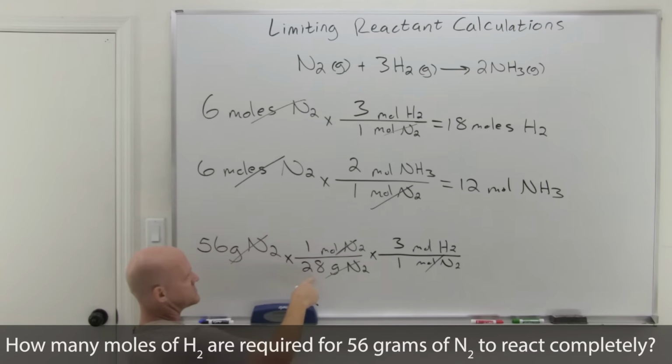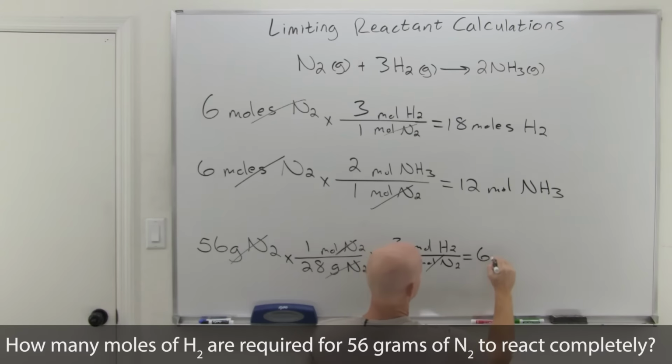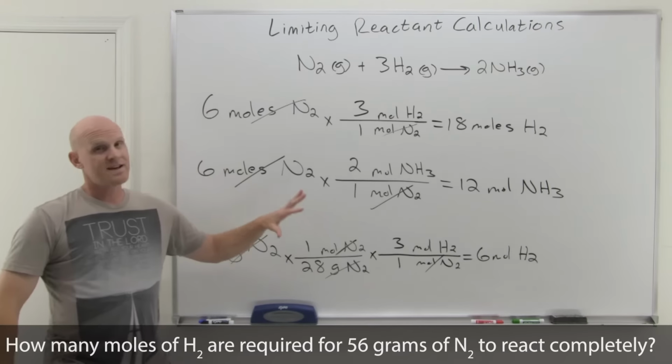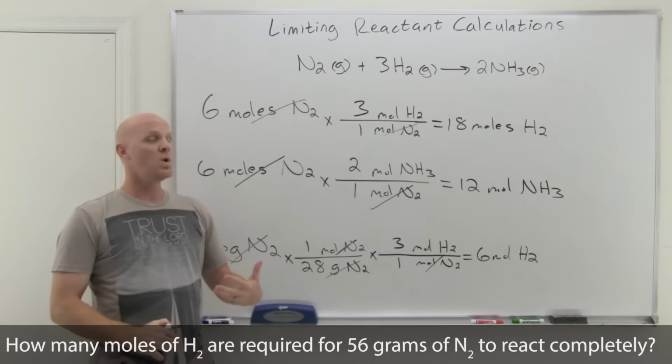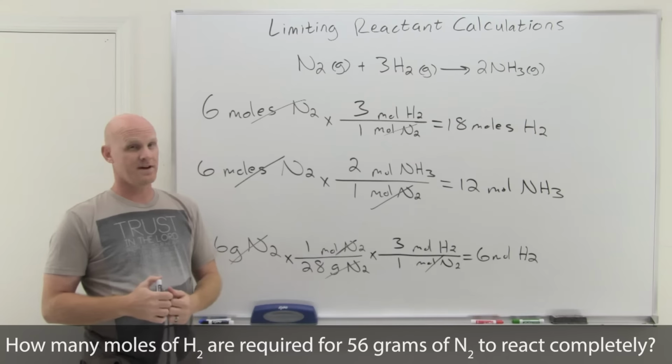And now 56 divided by 28 is 2 moles of N2, times that 3-to-1 ratio means we need 6 moles of hydrogen for it to react completely. Now let's just pretend this question had not asked about the number of moles of H2, but had taken it a step further and wanted the number of grams of H2.